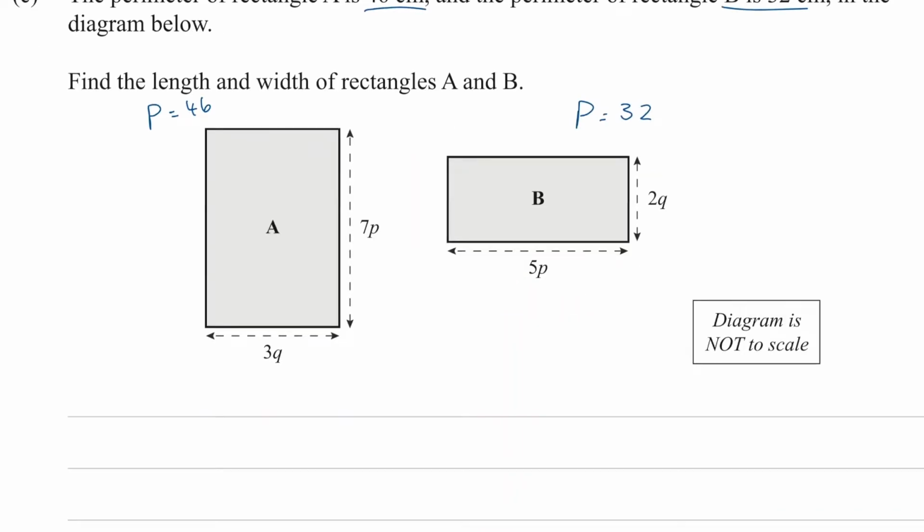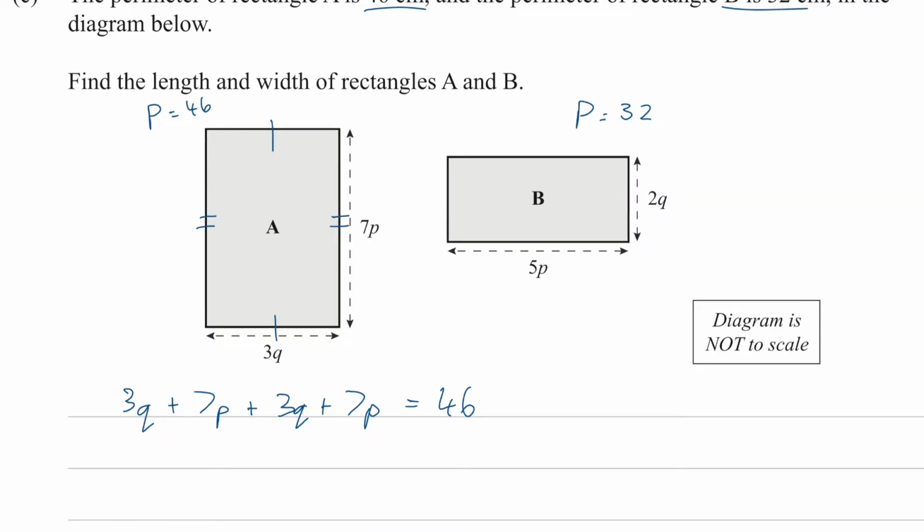So focusing on rectangle A, we could write an equation for the perimeter because we know it's equal to 46. And we know the perimeter is the sum of all the sides. So that's 3Q plus 7P plus another 3Q plus another 7P. So 3Q plus 7P plus 3Q plus 7P is equal to 46. And just because they didn't write 3Q up here doesn't mean it's not 3Q, because we're told it's a rectangle. So this side must be the same as that, and this side must be the same as that.